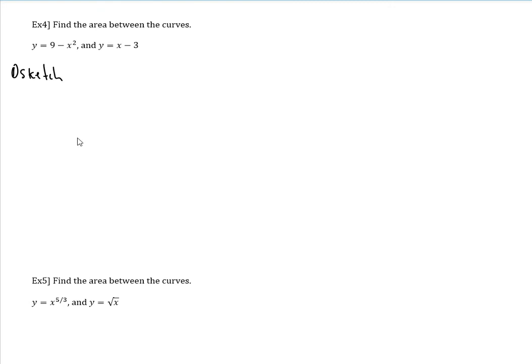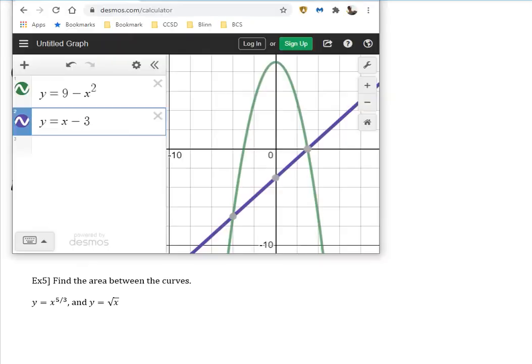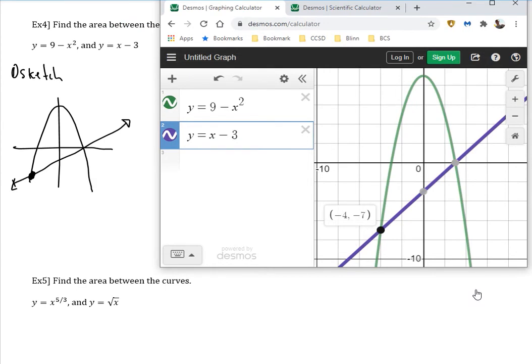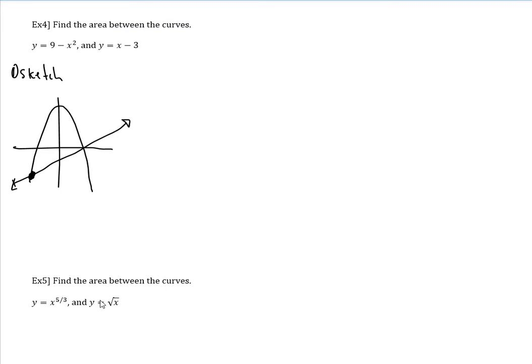All right, so our sketch was something like this, where I have the parabola, and then I have the line. Here are the points that are important to us, which on our picture, again, I forgot them: negative 4 and negative 7, and then this one was 3 and 0.